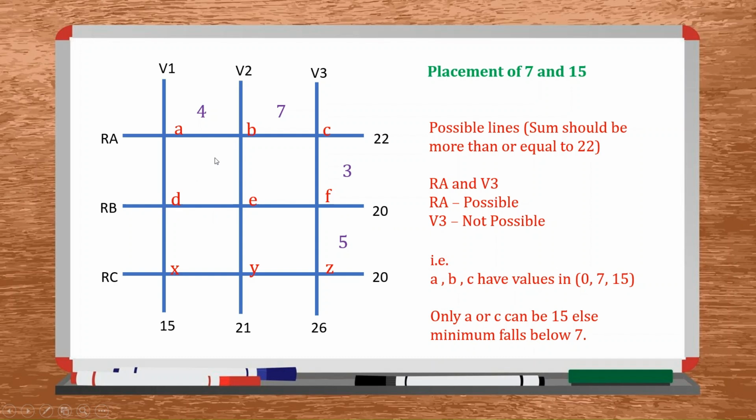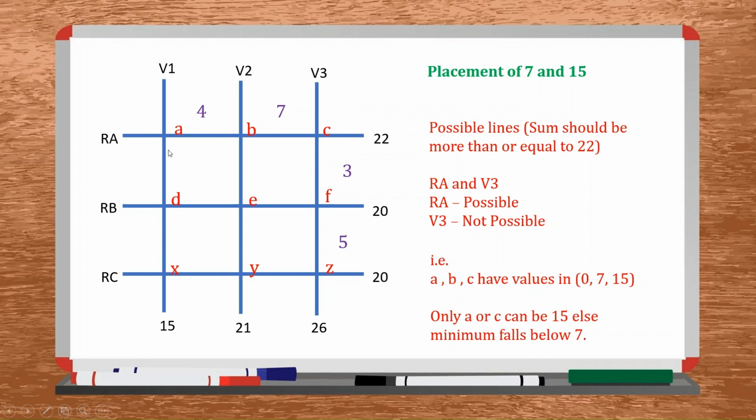So there are only 2 lines for which the sum is more than or equal to 22, which are RA and V3. Now, considering RA and V3, let's consider V3 for a minute. If I place 7 and 15 on V3, then the two variables would amount to 22. So I will be left with 4 as the deficit here. And I cannot make the third variable 4 because the minimum is 7. That's why I will not be able to place 7 and 15 on line V3. Hence, the only possibility to place them is on line RA.